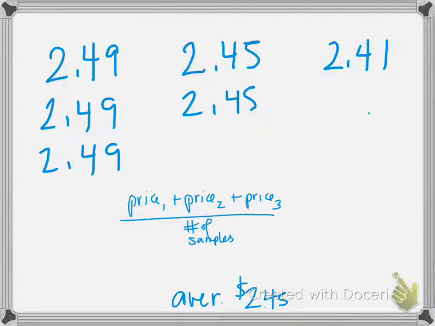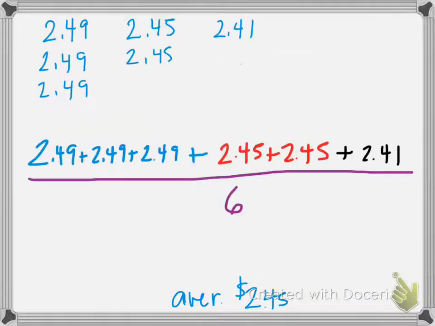Yes. So how would I find that average? Well, I can take that generic formula, price 1 plus price 2 plus price 3. I can keep adding pretty much forever. It looks something like that, right? 2.49 plus 2.49 plus 2.49 plus 2.45 plus 2.45, blah, blah, blah. Is there a way to shortcut that?